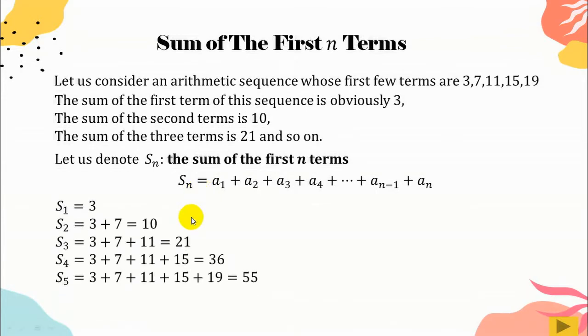And then when we want to answer this with 3, 7, 11, 15, and 19, we can write S1 is 3, and then S2, the sum of the first two terms, is 3 plus 7, and so on until S5.